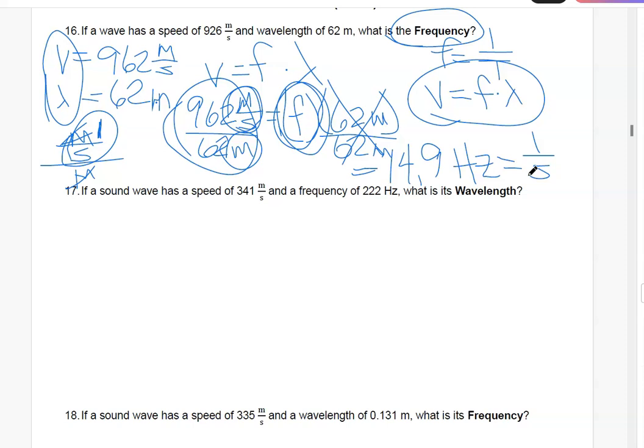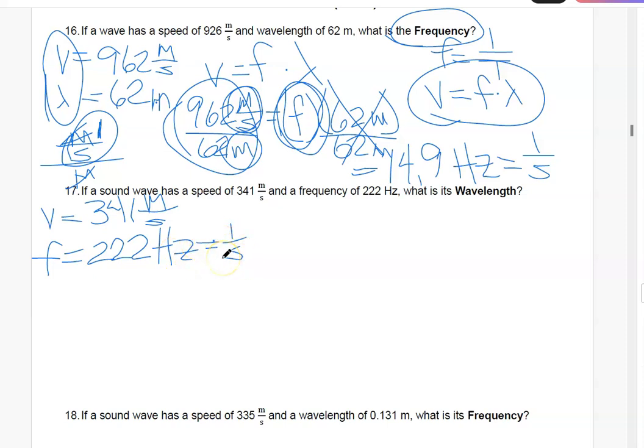The next question. If a sound wave has a speed of 341 meters per second, and that's a pretty typical speed of sound. Speed of sound averages about 343 meters per second at room temperature at sea level. And we also have a frequency of 222 hertz. Keeping in mind, hertz is the same thing as 1 over a second. What is the wavelength?